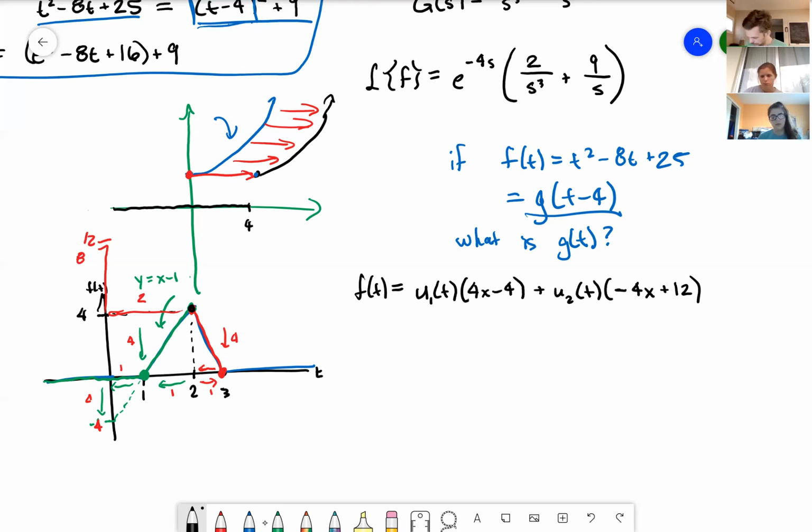Anyway, now that is not quite right because this function has to compensate for this one right here too. It has to subtract that one away, right? Because we have this one turning on here, and then we want it turning off here, so we need to subtract it away. So I'm going to subtract away minus 4x, and then minus 4, that's plus 4. Okay, so that's to compensate for that.